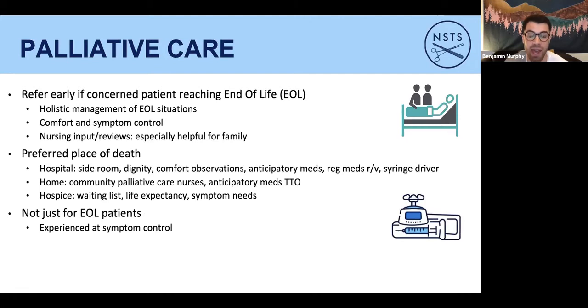And palliative care, one thing I want to just sort of drive home with this is that they're not only there for patients that you've deemed to be at the end of their life. Obviously that's what they are brilliant at managing. They come at it from all angles. They're really good at providing advice for symptom and comfort control.